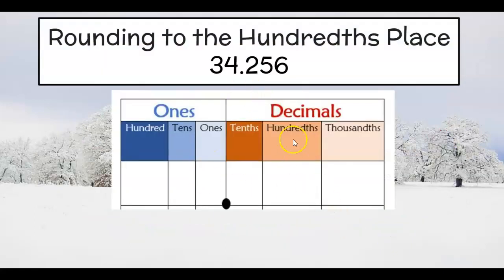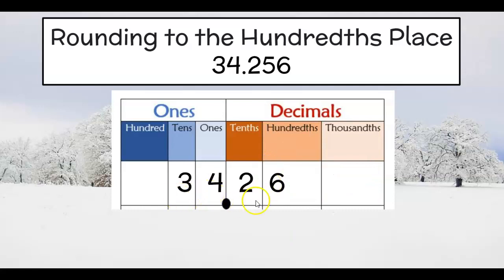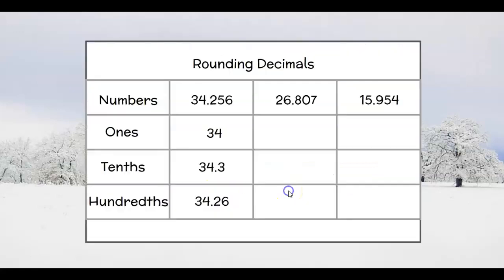So let's write it on our place value chart just to double check. We have our 34 and 256 thousandths. We identify the hundredths place, look next door, and it pushes the number up to make it a 6. We get rid of our thousandths number and we write it as 34 and 26 hundredths. I got that in there. How'd you do in the first column?